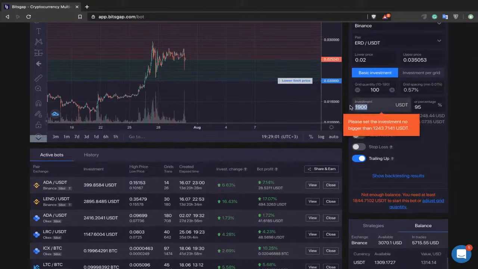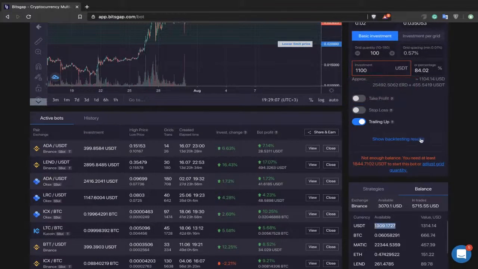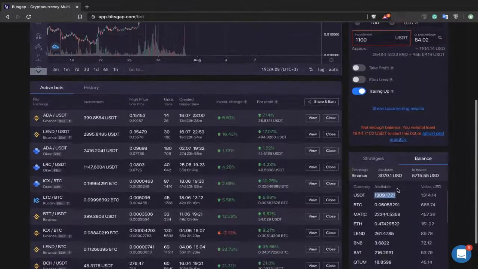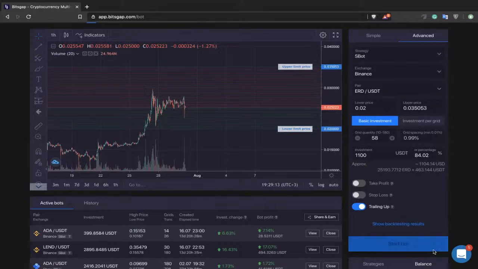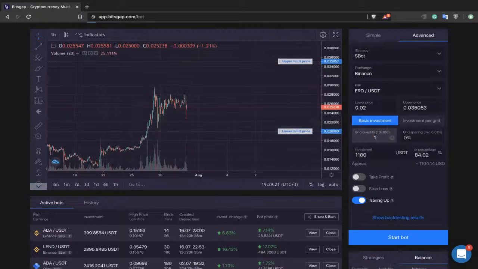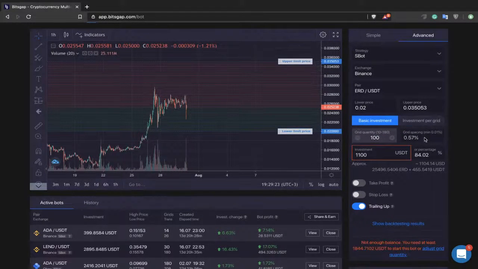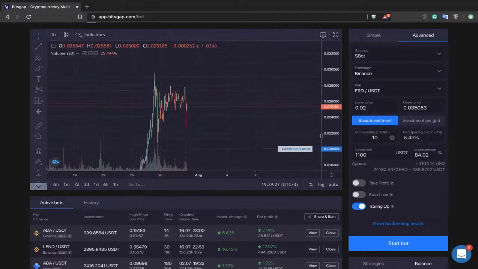So I should, let's say, use 1,100, and I actually have that amount of USDT on my balance, which is currently available. I'll make some adjustments. So yeah, 58 grid levels. The spacing is 1%. So notice that the more grid levels you plot, the narrower your grid spacing is, and the fewer grid levels you have, the wider your grid spacing is.